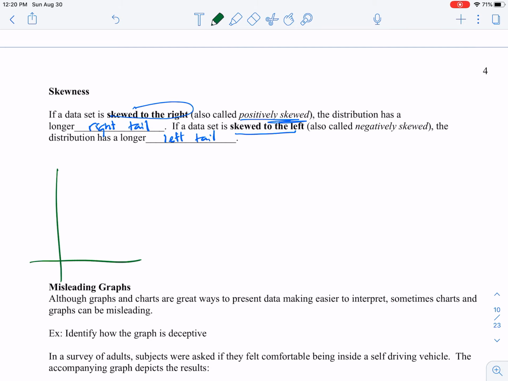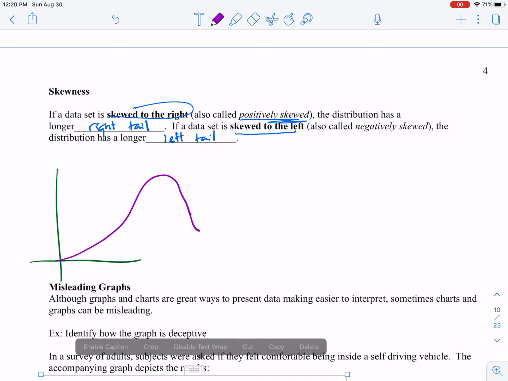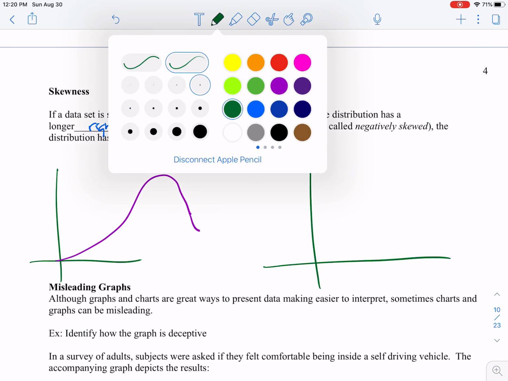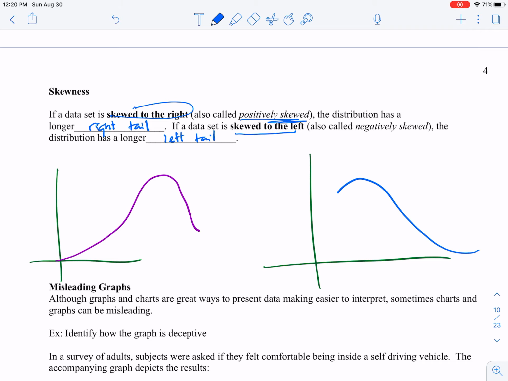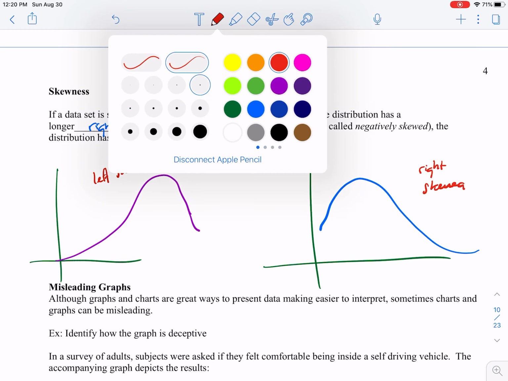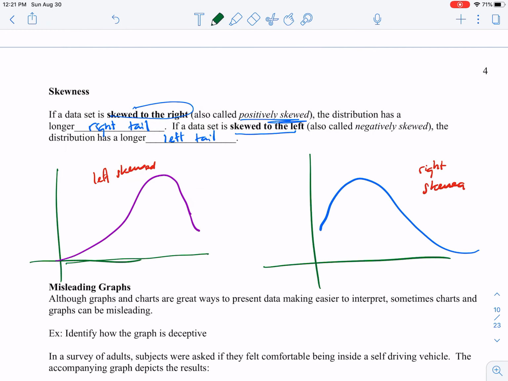So you can have a data set that is like that. So you have a longer left tail, and then another one like this here. Right, so a longer right tail. So this would be right skewed, and then left skewed. Right. Some examples regarding left skewed and right skewed data.